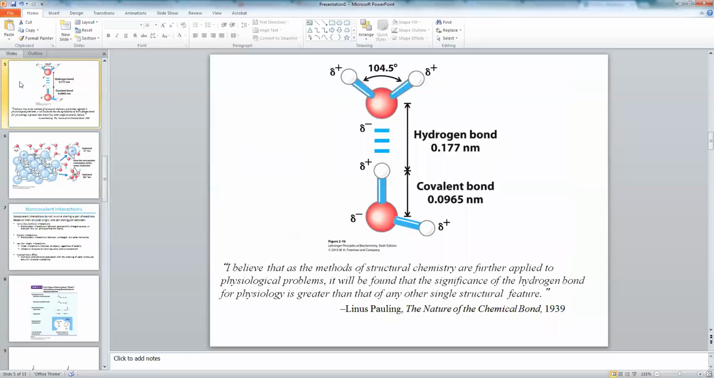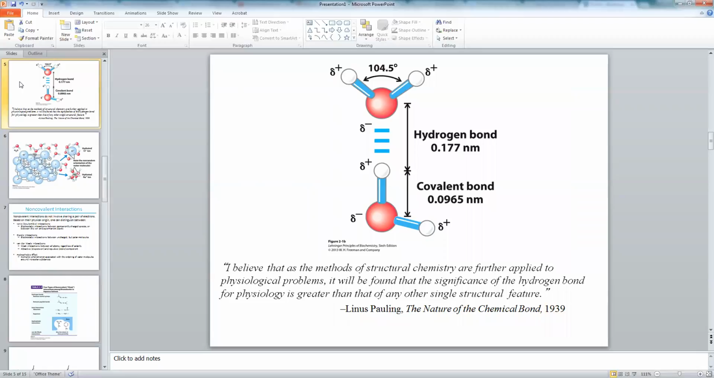But today we're going to focus on hydrogen bonding and other types of non-covalent, as opposed to covalent, bond interactions. Linus Pauling really foreshadowed this when he said that as the methods of structural chemistry are further applied to physiological problems, it's going to be noticed that there's a significance towards hydrogen bonds, and that they're important for physiology, probably more so than any other structural feature. So we're going to explore in a little more detail what it is about hydrogen bonds that makes them so special. But before we go forward, I want you to take a look at this image.